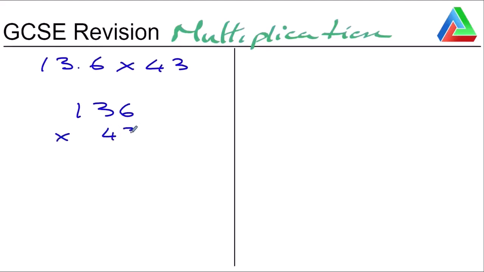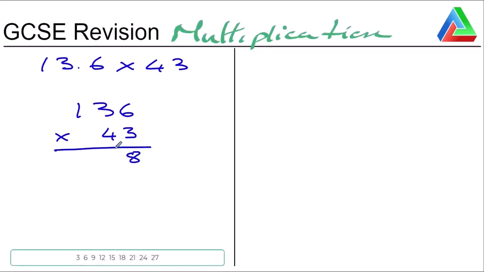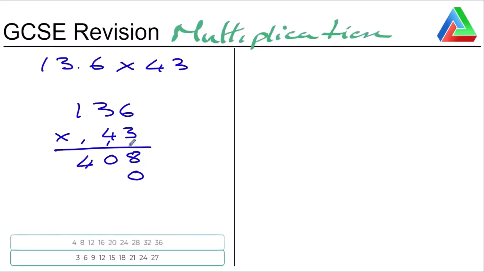Write down the 3 times table. 3 6s are 18, put down the 8. Carry the 1 into the next column. 3 3s are 9 plus 1 is 10. Put down the 0. Carry the 1 into the next column. 3 1s are 3 plus 1 is 4. So we have 408. Now we multiply by 40. So we put the 0 in because we know it will end in 0 and multiply by 4.